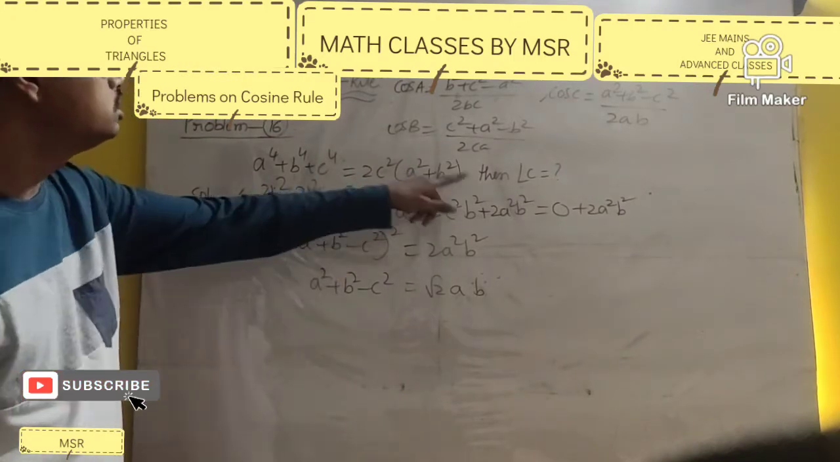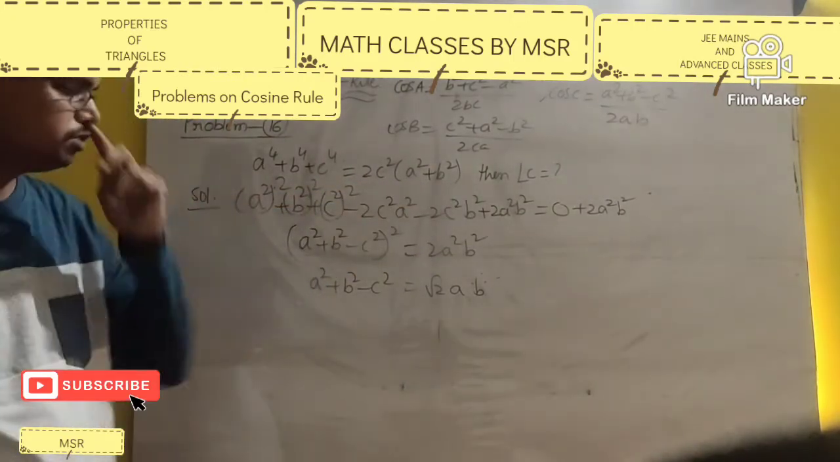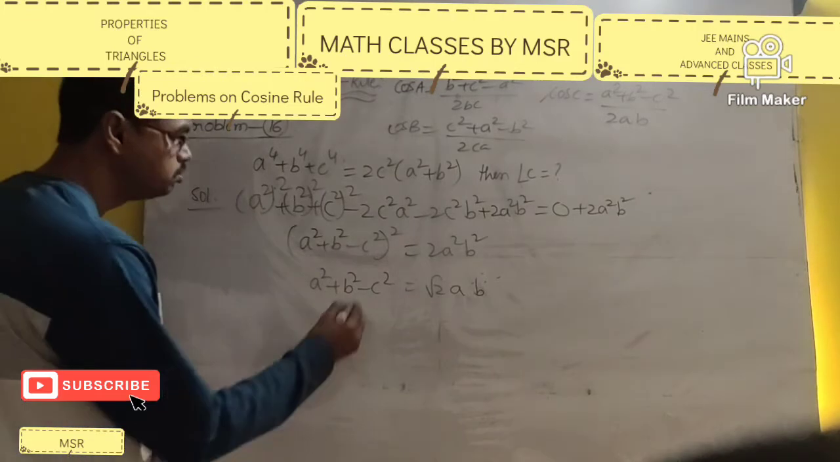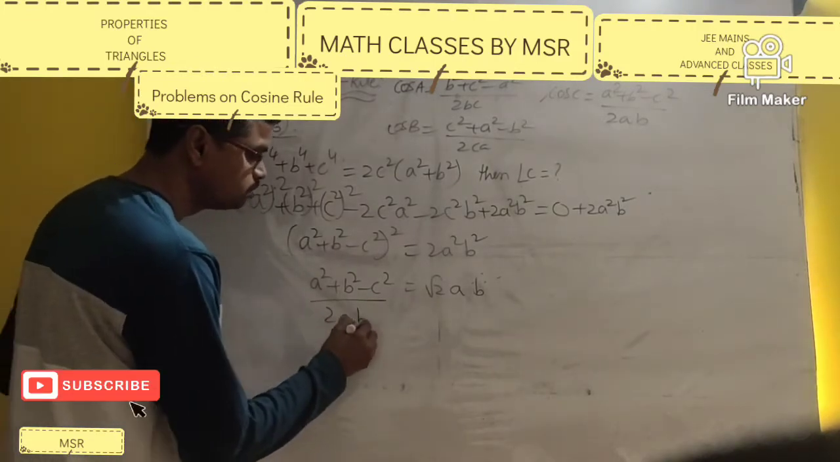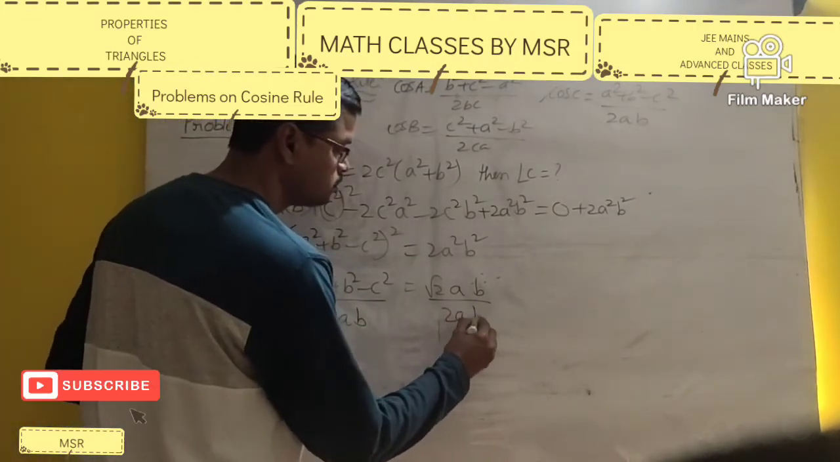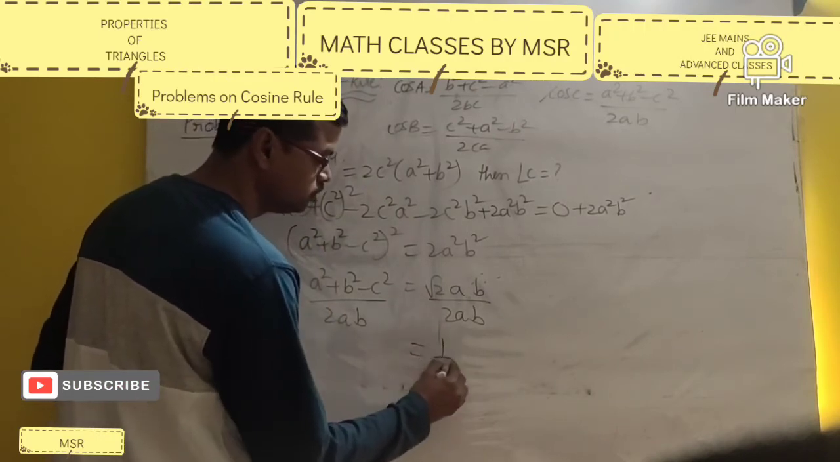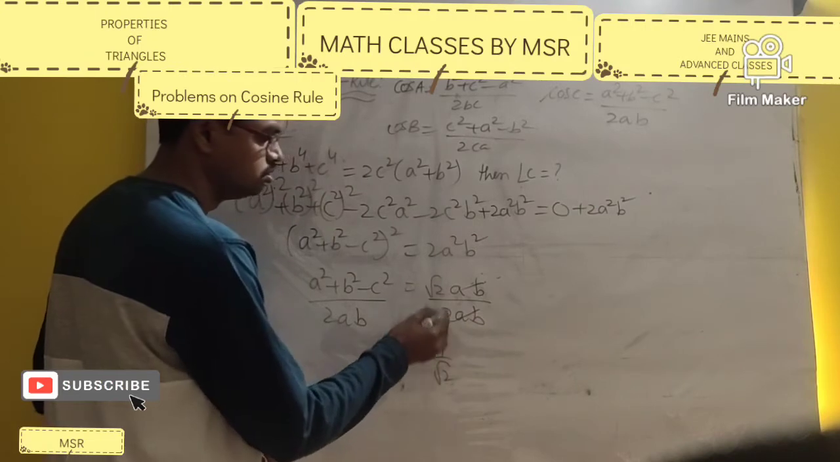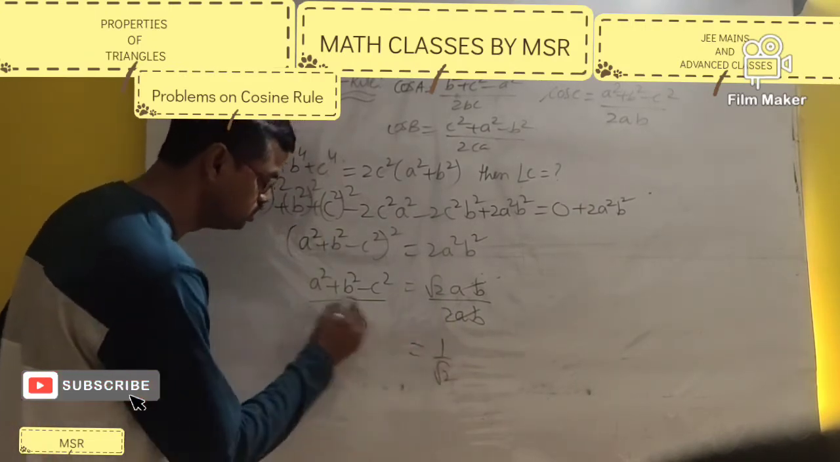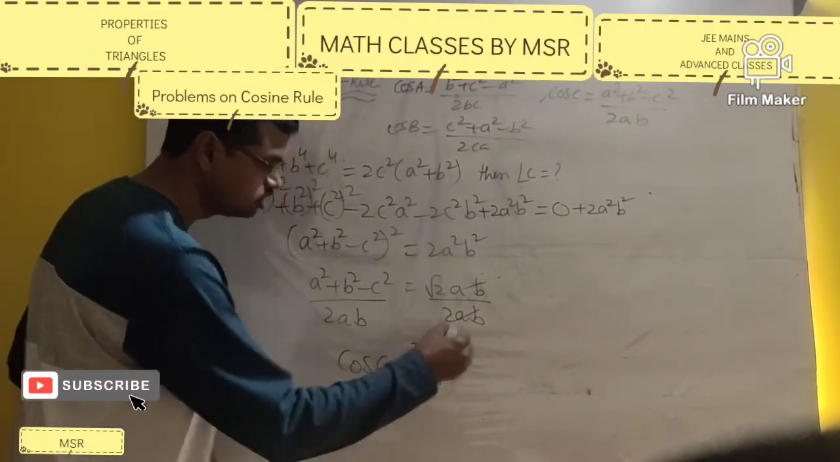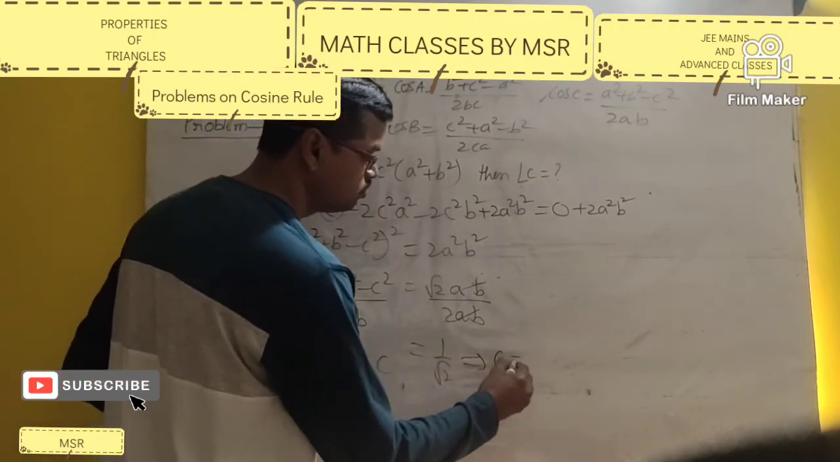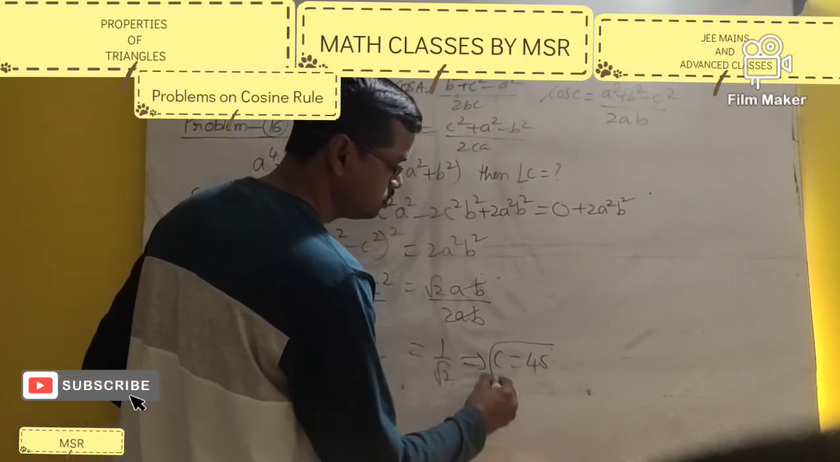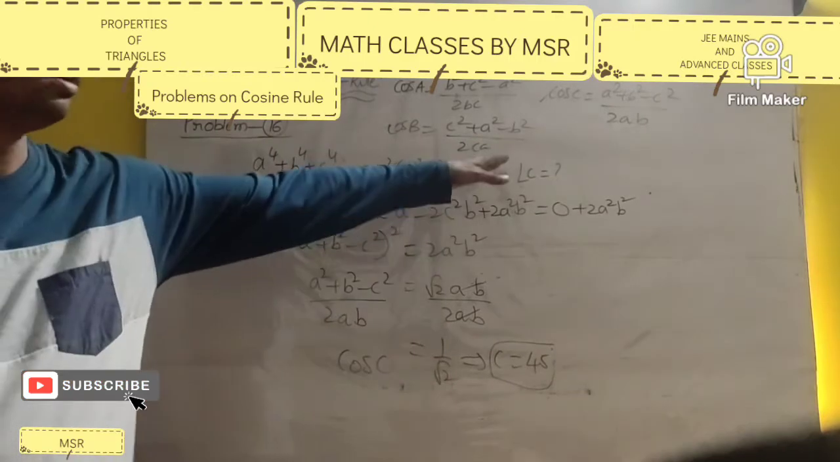Okay. Now we wanted C. From this we can find cos C, right? Divide both sides by 2ab. So you will get 1 by root 2 on the right hand side. ab cancel. Root 2 times 1 by root 2. This is cos C. So cos C is 1 by root 2. C will be 45 degrees, that is pi by 4. Okay. So now we got the value of angle C.